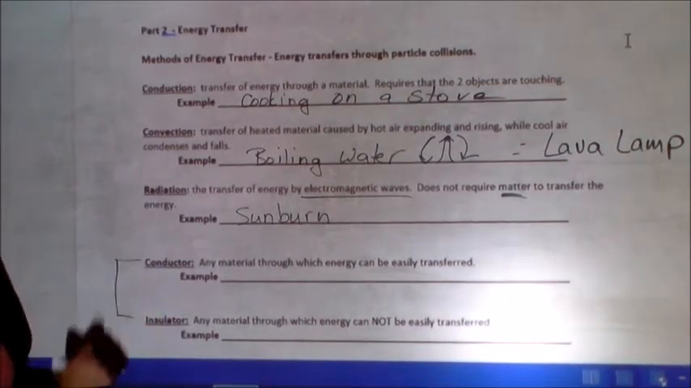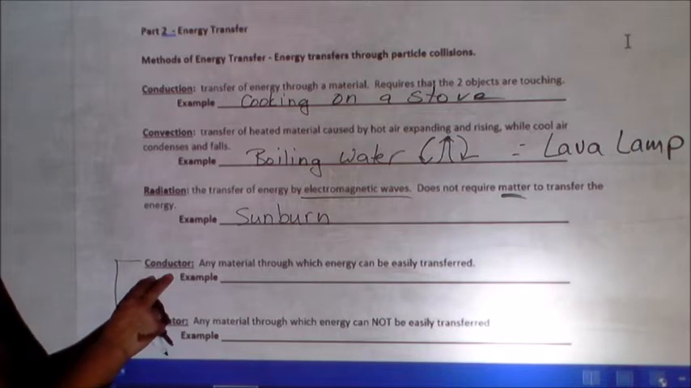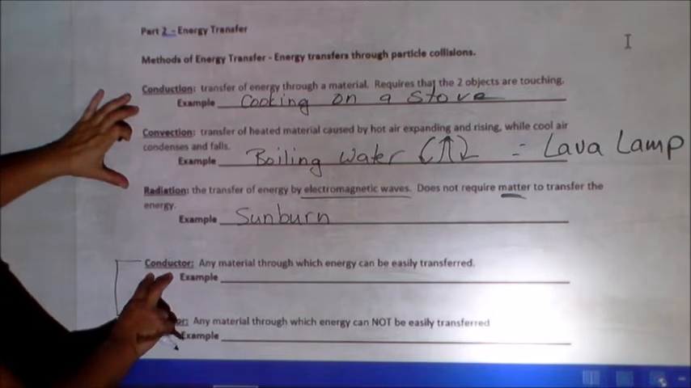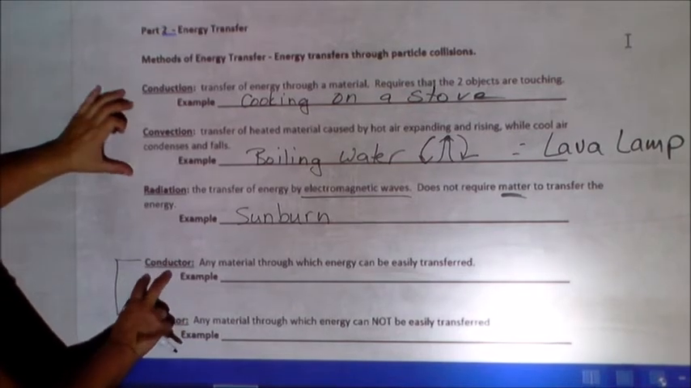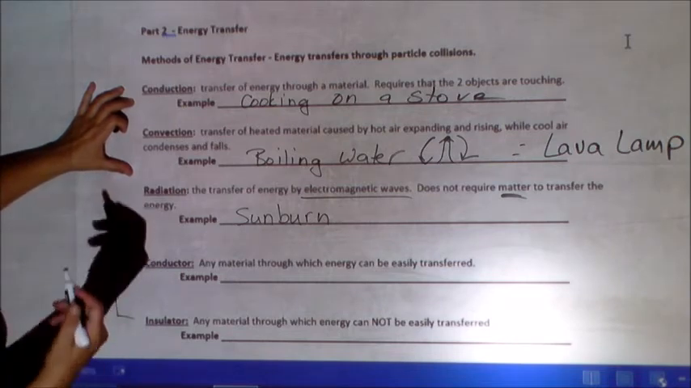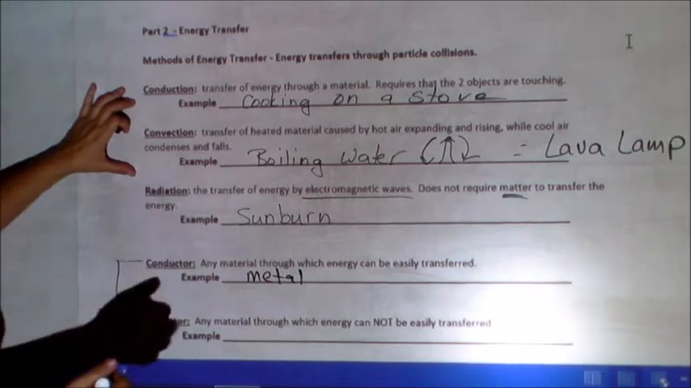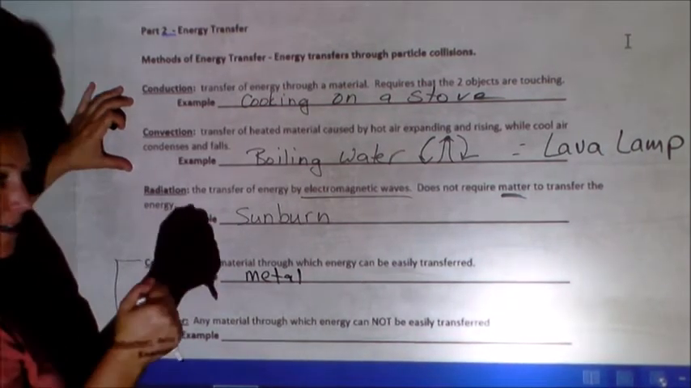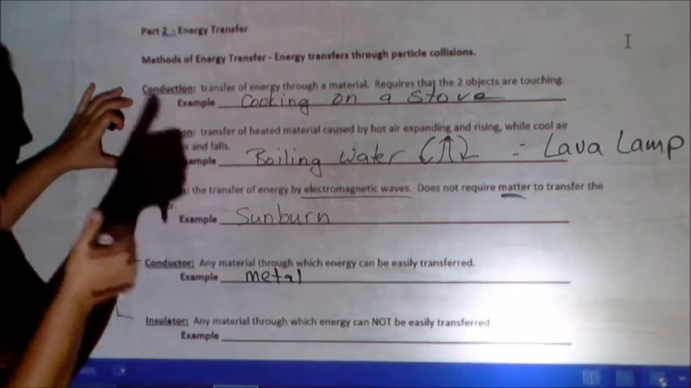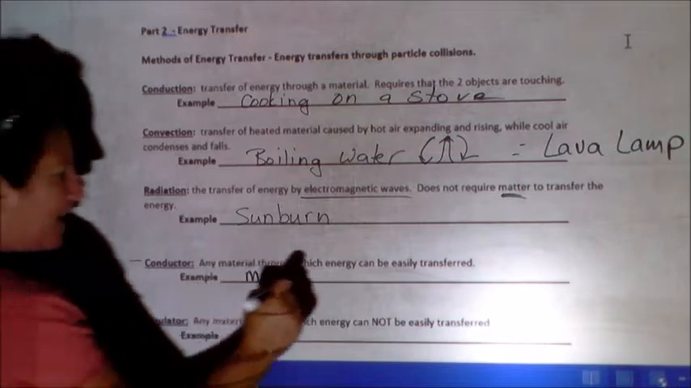All right, and then lastly, conductors and insulators. A conductor is any material that makes this stuff happen better. So energy can be transferred really easily in conductors, things that get hot easily. So examples are metal. If I have something metal in a fire pit, I do not want to grab it. I'm going to get burnt because the energy from the fire pit is going to travel up that metal to my hand. Same thing with touching a hot pan out of the stove.